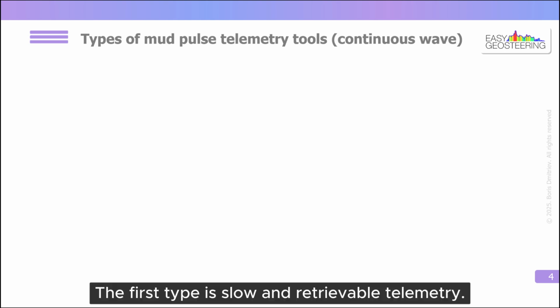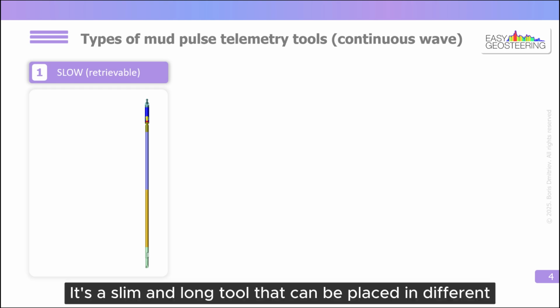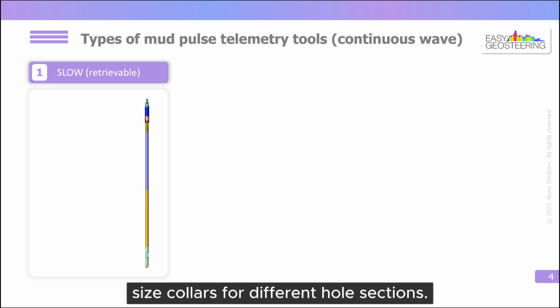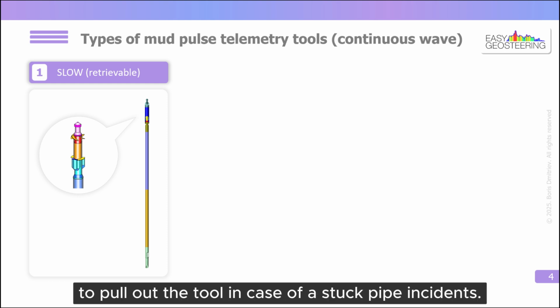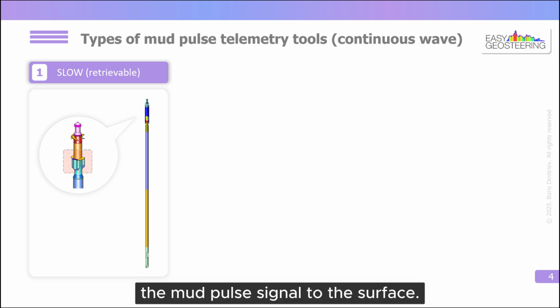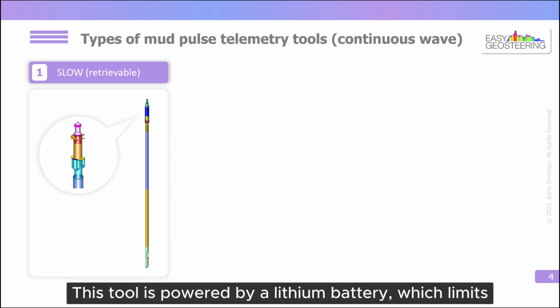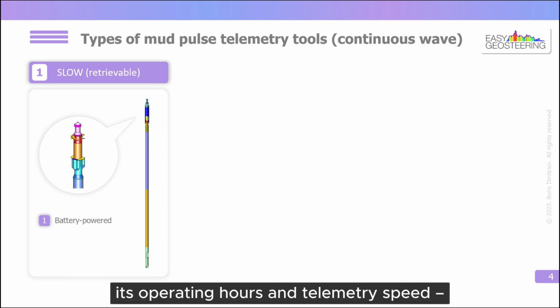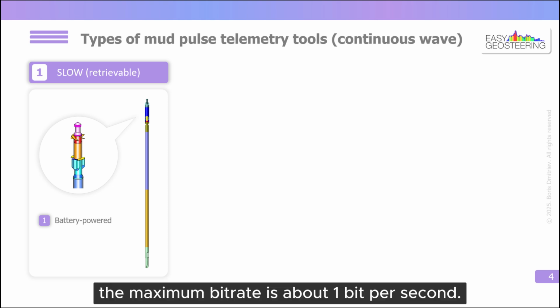The first type is slow and retrievable telemetry. It's a slim and long tool that can be placed in different size collars for different hole sections. On the top it has a fishing head, which allows us to pull out the tool in case of a stuck pipe incident. Lower we can see the rotor and stator, which generate the mud pulse signal to the surface. This tool is powered by a lithium battery, which limits its operating hours and telemetry speed. The maximum bitrate is about 1 bit per second.